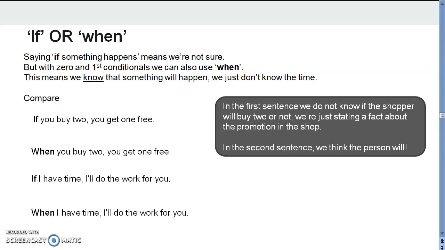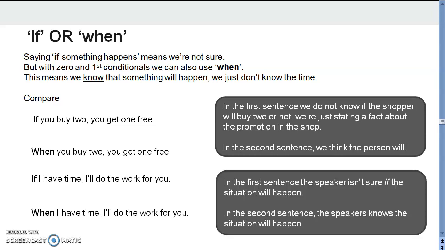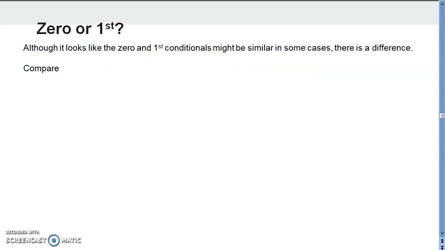Another example. In the first sentence, the speaker isn't sure if the situation will happen. Maybe the speaker won't have time. But in the second situation, it's not a question of if they have time, but when they will have time. So it's a question of time, not if. So again, the zero or first conditional. Sometimes it might be possible to use both, but there is a difference in meaning.